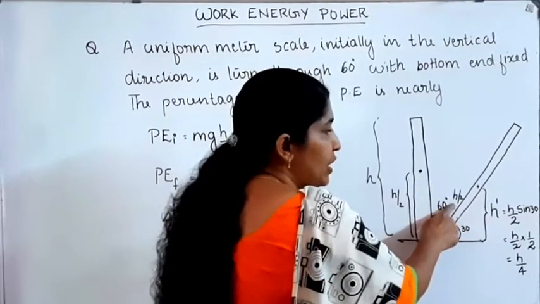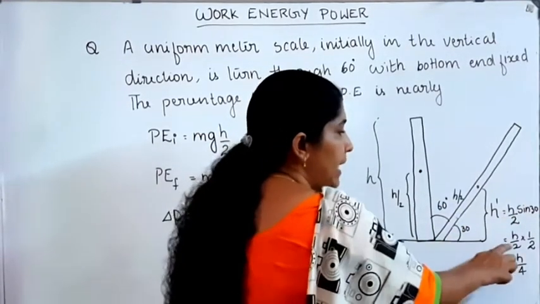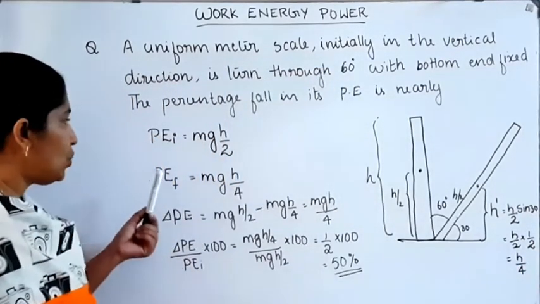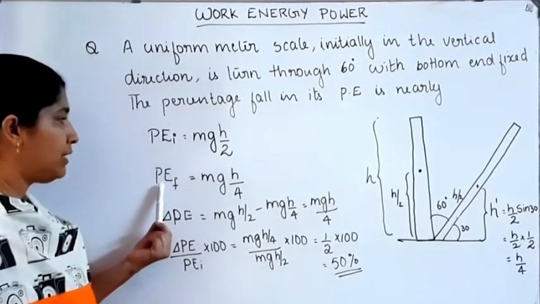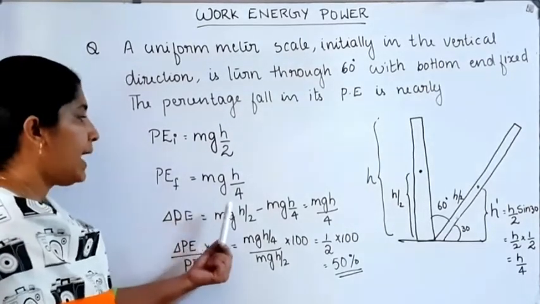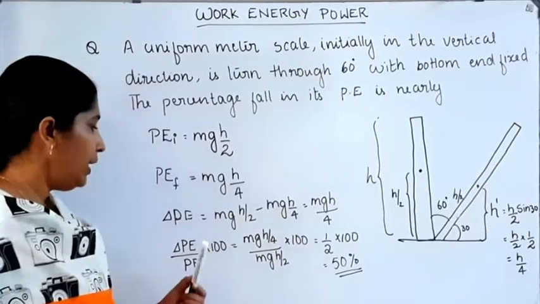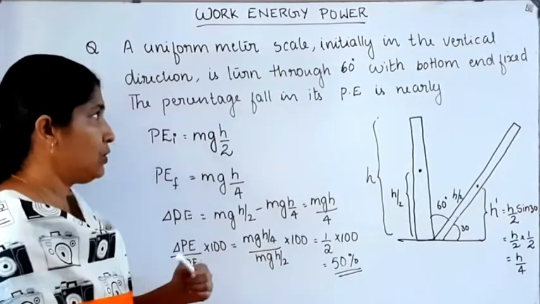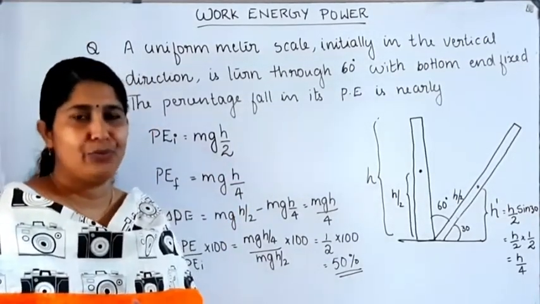Then which component of h by 2 is present here? H by 2 sin 30. Then h by 2 into 1 by 2 is equal to h by 4. Now we can substitute that value here, mg into h by 4. Then final potential energy is equal to mgh by 4. Then change in potential energy is equal to mgh by 2 minus mgh by 4, which is mgh by 4. Then percentage change in potential energy is equal to 50%. The percentage fall in its potential energy is nearly 50%.